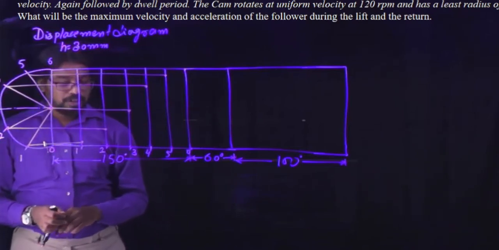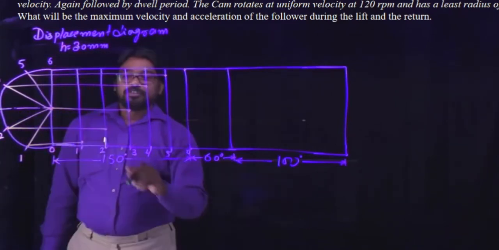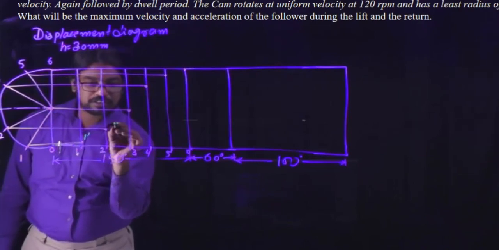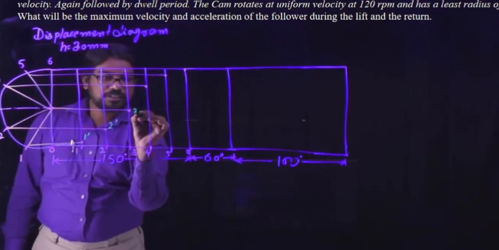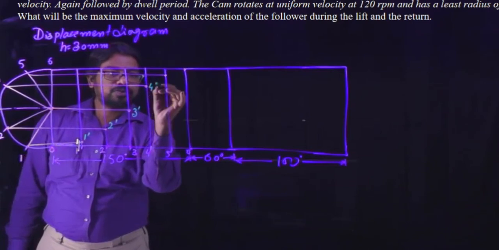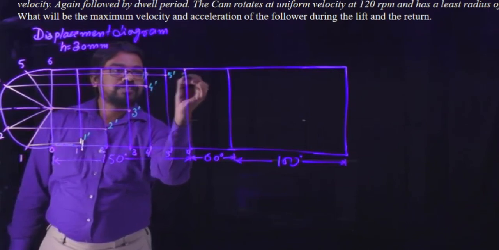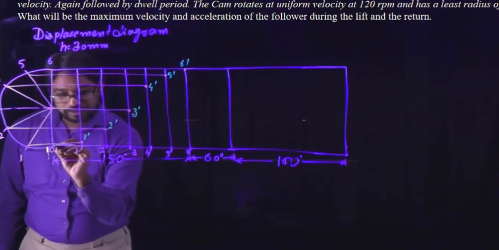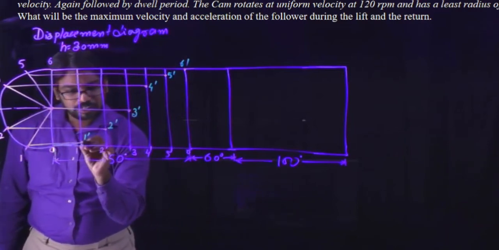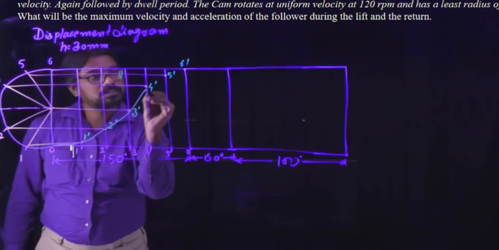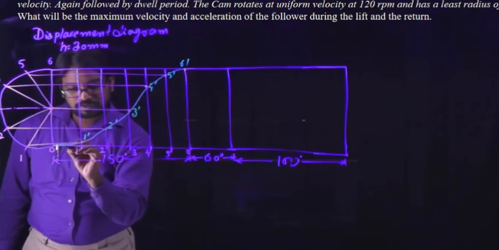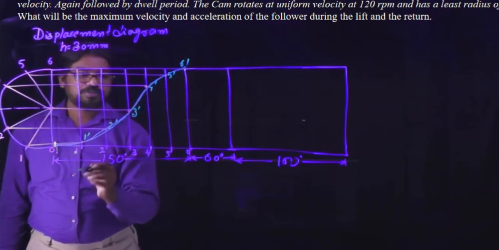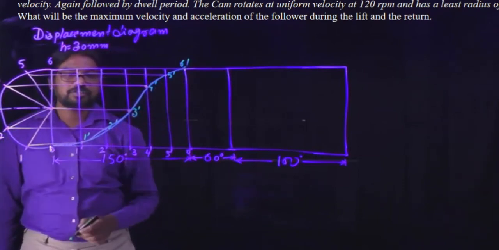Now once we have extended all these points, let us mark them as 1 dash, 2 dash, 3 dash, 4 dash, 5 dash and 6 dash. Now with the help of freehand, we simply join this curve. So this curve will be like this. This is the freehand curve. We'll join it.